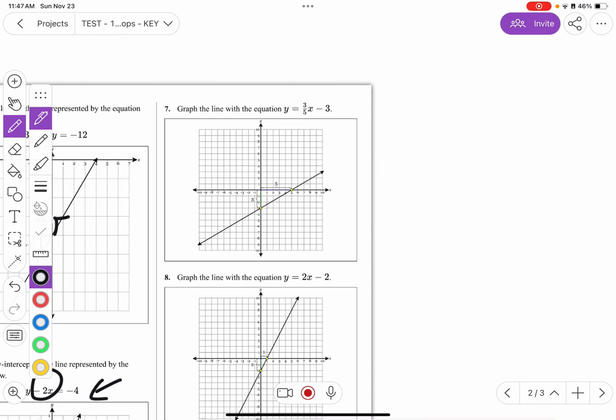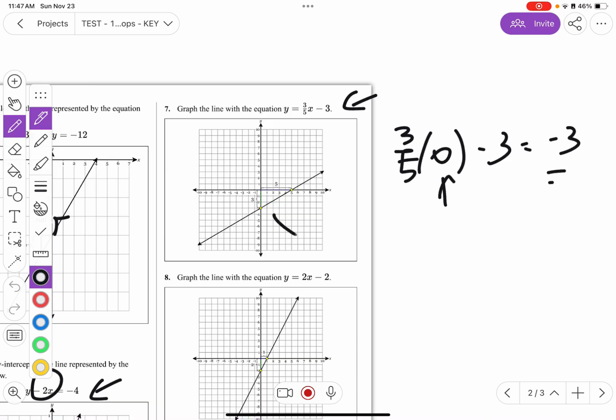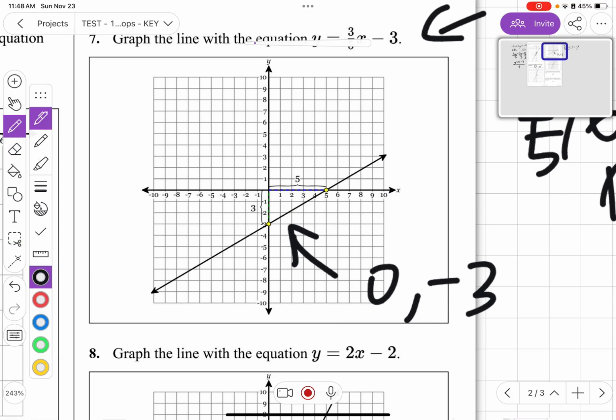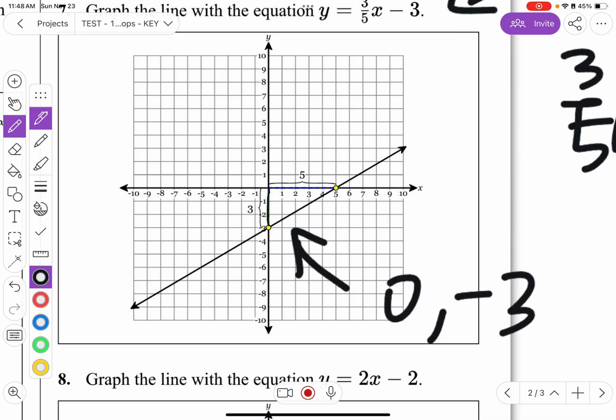Graph this line. So we see that when you put in a 0, 3/5 times 0 minus 3 equals minus 3. So I put a 0 in for x, I get a minus 3 out, and there it is. There's the point 0, minus 3. Okay, and then the slope is 3/5, so I go up 3 for every 5 over.